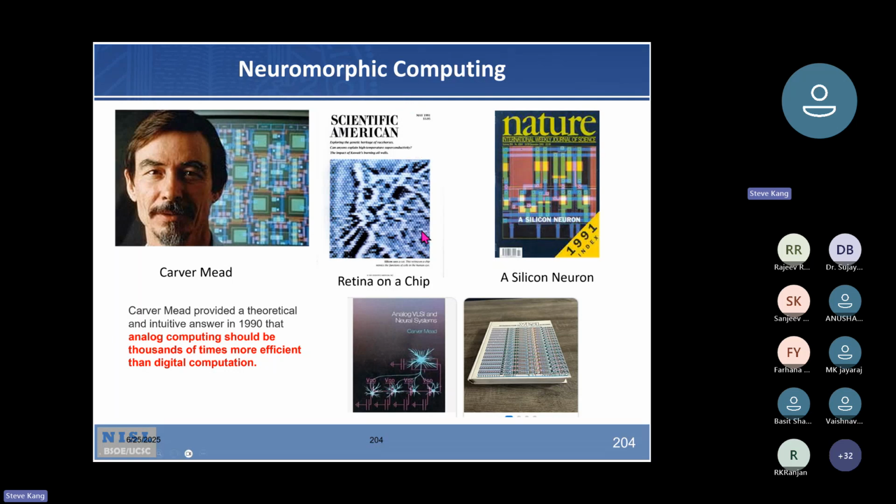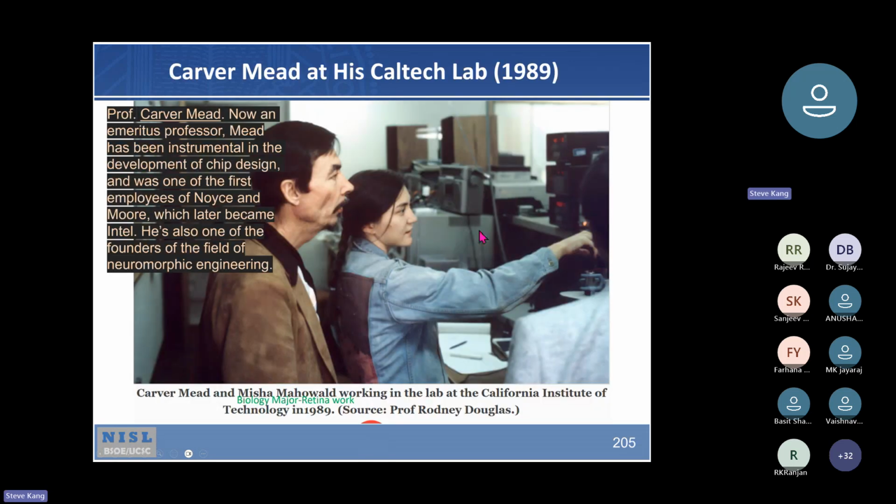So he published papers on the retina on a chip, which is a famous book. He wrote about the silicon neuron, analog VLSI and neural systems, and Introduction to VLSI Systems. So those are the really classic textbooks at that time. Now, Professor Carver Mead had undergraduate students in his lab. In fact, he said that he learned the biology from an undergraduate intern. This is a lady who was either a freshman or sophomore with a biology major.